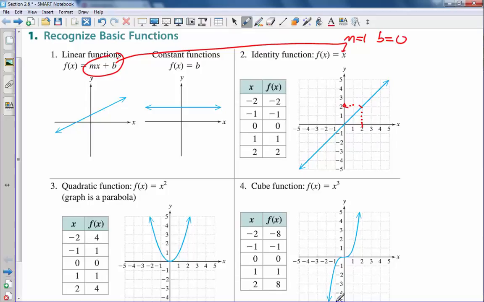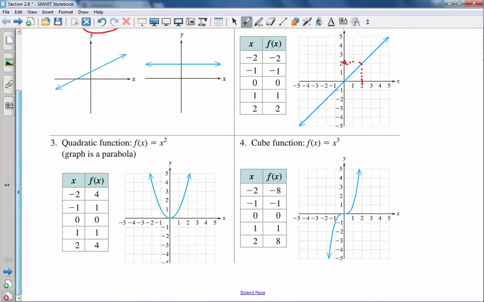That's why we call it an identity function. Y equals x, or f of x equals x, is called identity function. Every x you insert goes back to itself. You knew it, right? Y equals x. But you didn't know the name, identity function. The third one we need to get familiar with is y equals x squared, or f of x equals x squared, quadratic function.